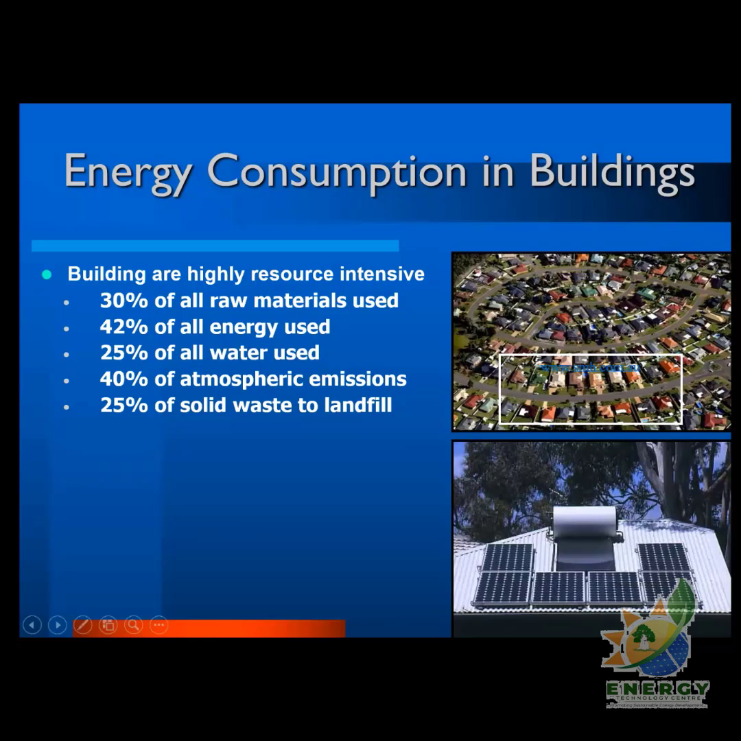So about 30% of all raw material use, 42% or up to 42% of energy use, actually about 40% when we're talking about global primary energy use. Up to 25% of water use globally, responsible for 40% of environmental emissions, and about 20% of solid waste to landfill. Now, when we are talking about world primary energy use, buildings take up to 30 to 40% of world primary energy use.